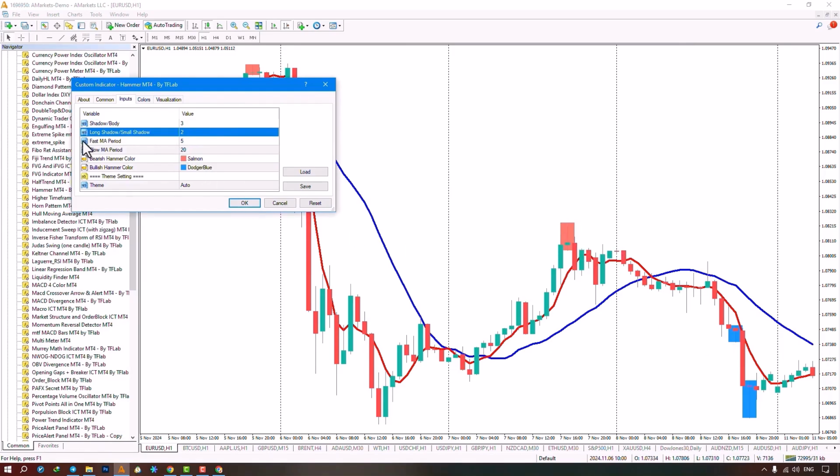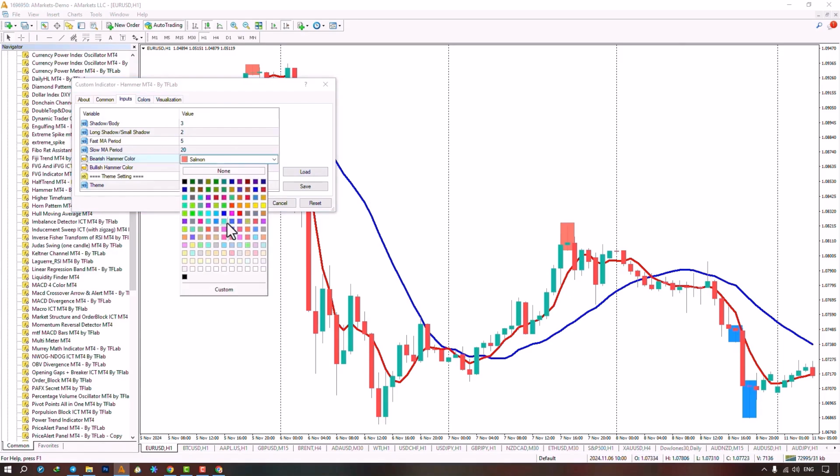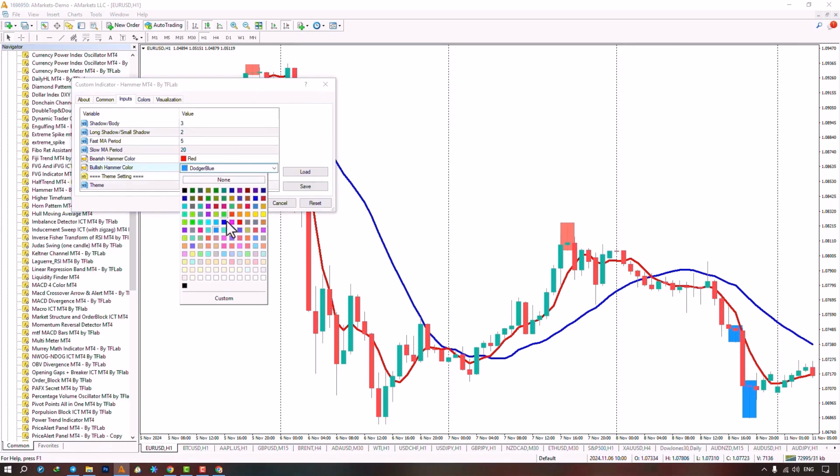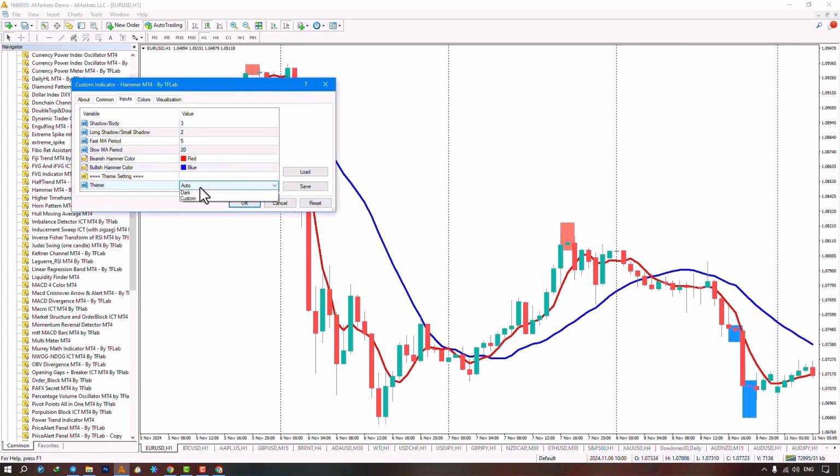When our fast moving average, which is red, is below our slow moving average, which is blue, and bullish hammer patterns form, it will identify and draw them on the chart if the factor conditions are satisfied. For example, here I choose red for the bearish hammer pattern and blue for the bullish hammer pattern, and I select the dark template and change the factors.